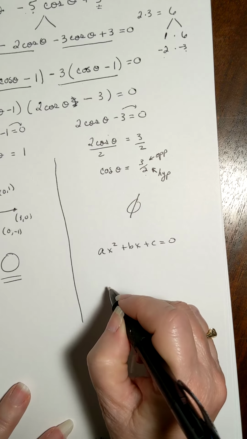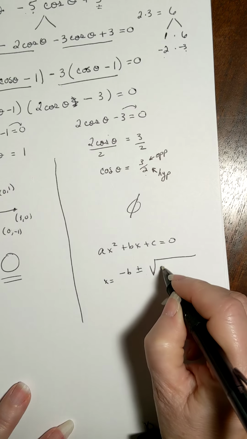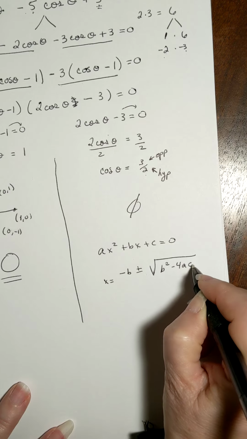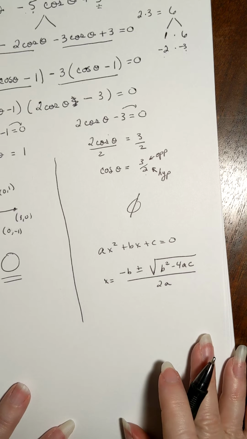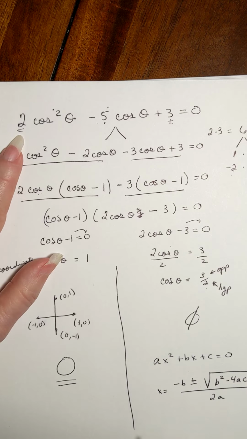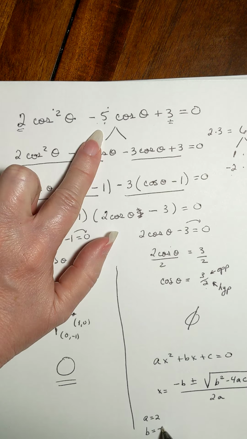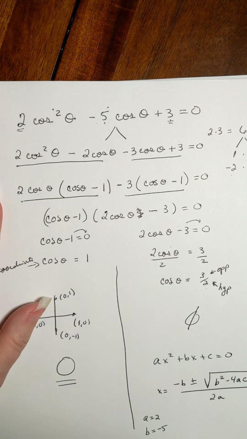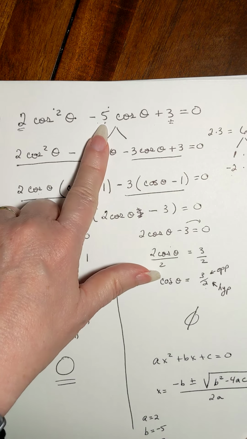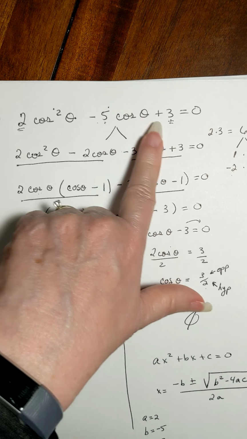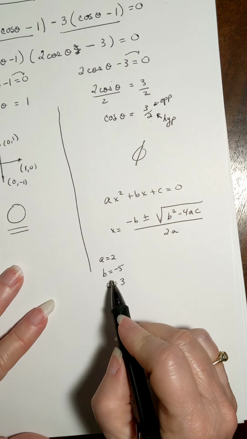Remember, the quadratic formula is x is equal to minus b plus or minus the square root of b squared minus 4ac all over 2a, right? So in this problem, we have the A is 2, the B is -5, and the C is 3. So the A is the number in front of the square term, the B is the number in front of just the cosine of theta, and then the C is the number that's all by itself, the unit term. And so here's A, B, and C.